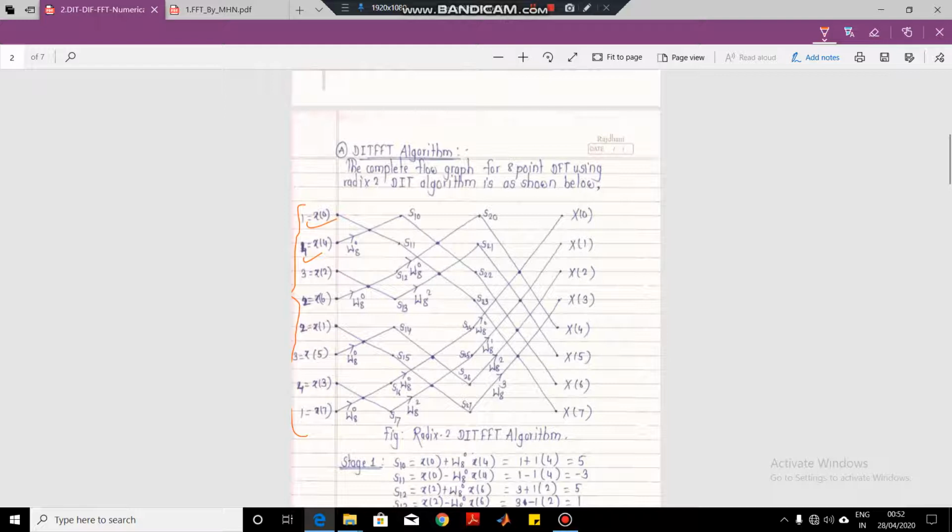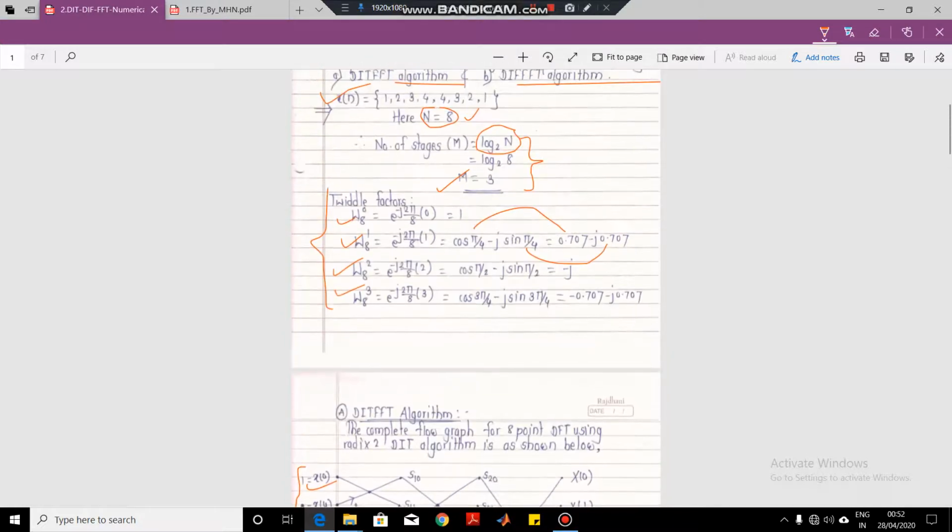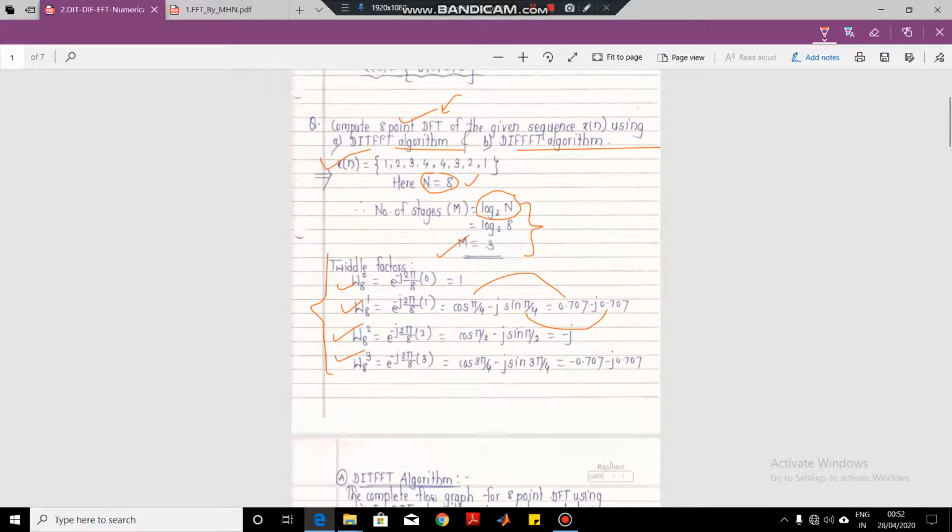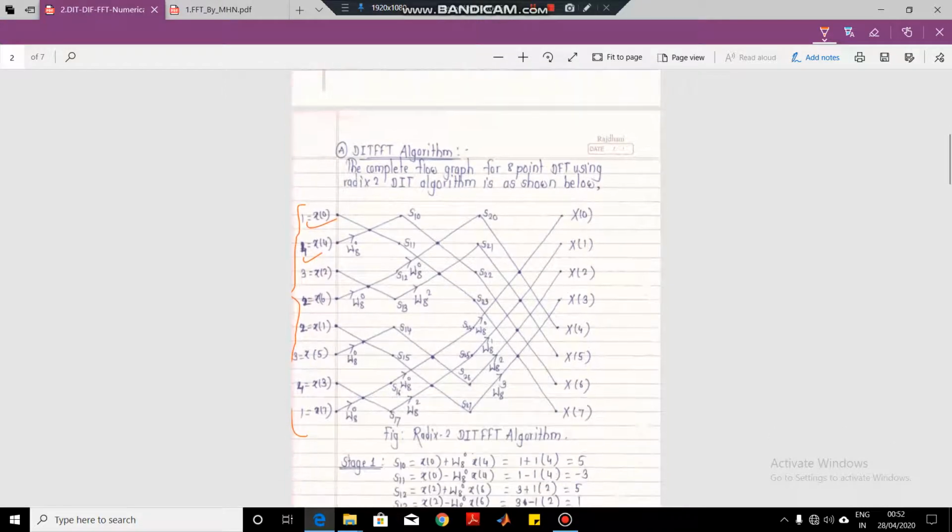So here we are getting the samples as 1 4 3 2 2 3 4 1, but actually the samples are 1 2 3 4 4 3 2 1. So the sample values we have to change as per the index: x of 0, x of 4, x of 2, x of 6. So as per the index we have to take the sequence. So this is our input sequence now in the bit reversed order.